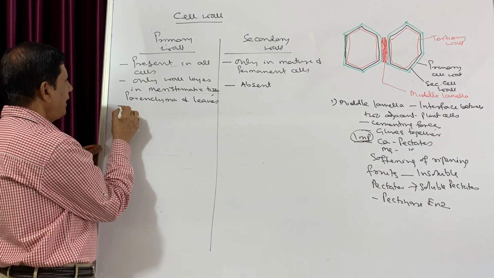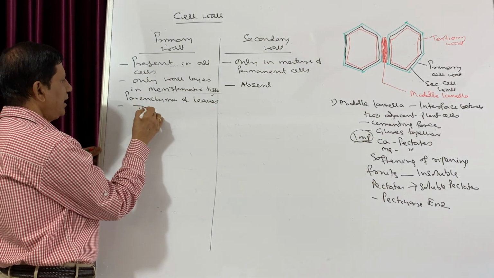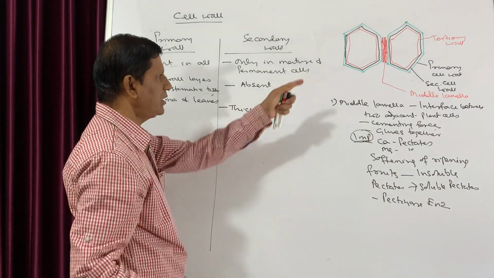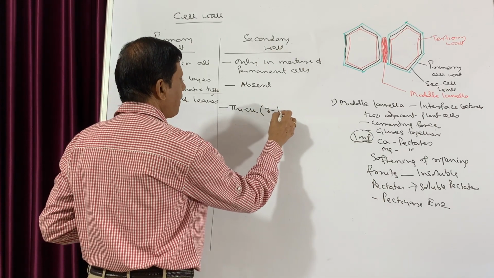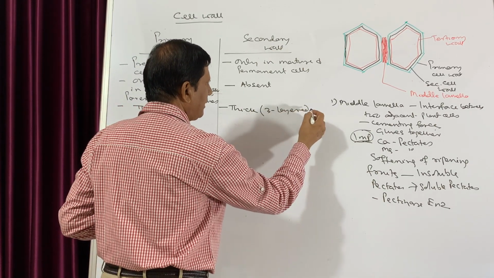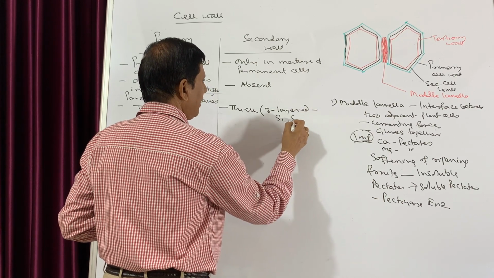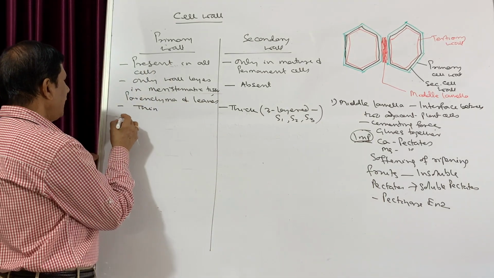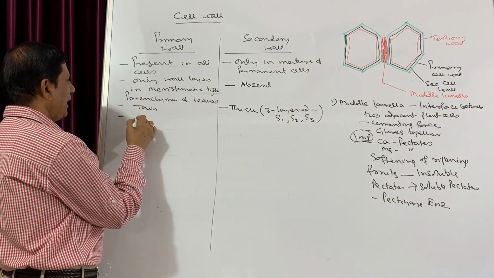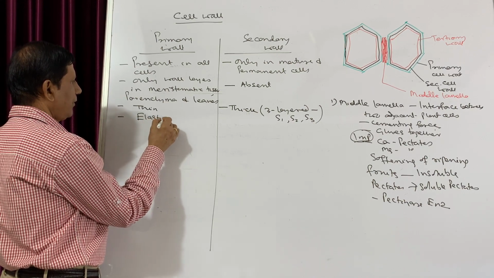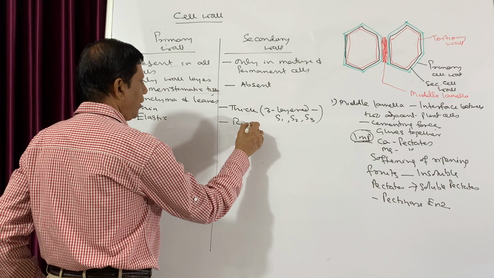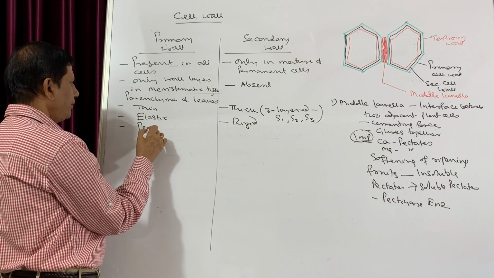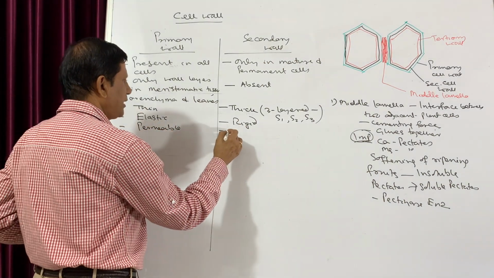Then the primary wall is thin, but the secondary wall is thick. The secondary wall is thick, and it is three layered. And what are the three layers? It is S1, S2, S3. These are the three layers, thick. Then the primary wall is usually elastic, but the secondary wall is rigid or not elastic. This is permeable, but this is impermeable.